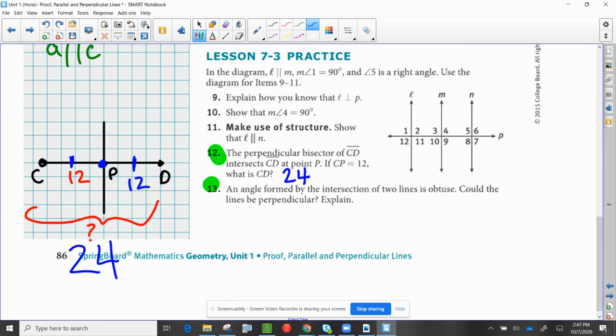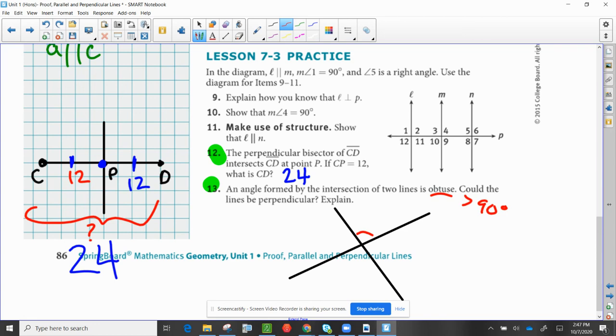An angle formed by the intersection of two lines is obtuse. Could these lines be perpendicular? So let's draw in some lines here. So we're saying the intersection of two lines. They're saying that this angle is, if they're intersecting at an angle that's obtuse. So let's say this is our obtuse angle. Okay, so remember, obtuse is any number that is larger than 90 degrees.